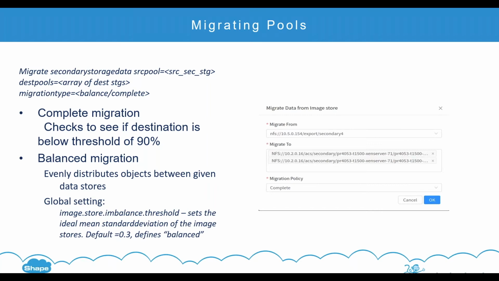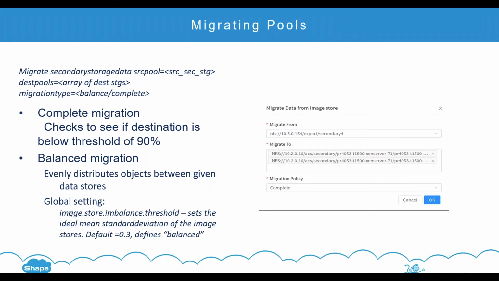It's worth noting you can actually put the source in as the destination as well, which would probably be better for my example there. So I could take A and balance it across A, B, and C, okay? It's quite clever the way this works. There's a global setting called image store imbalance threshold. And that's the standard deviation that CloudStack is going to aim for. The default is 0.3. So what it's saying is, if I'm being told to balance, I'm going to try and balance everything by moving stuff around to get them within a 0.3 standard deviation.